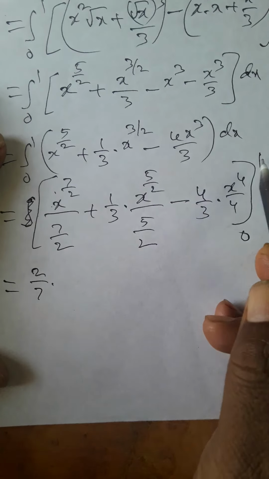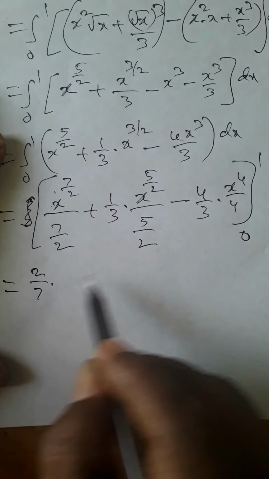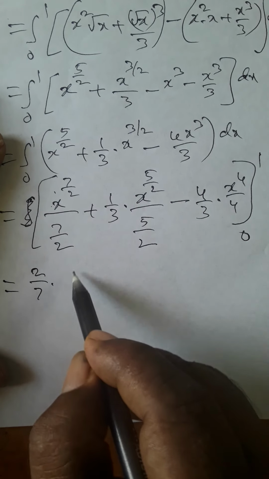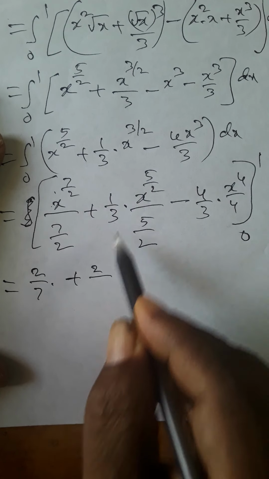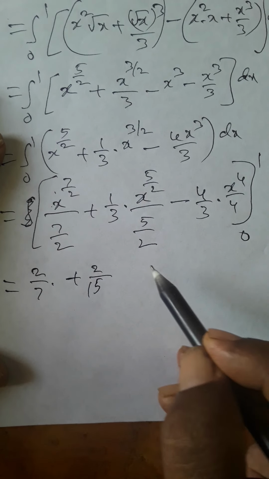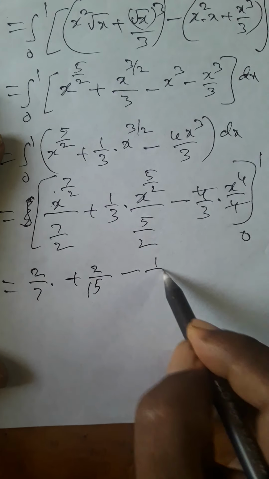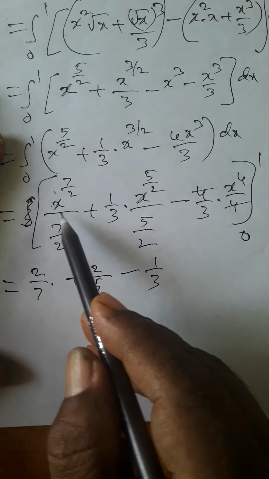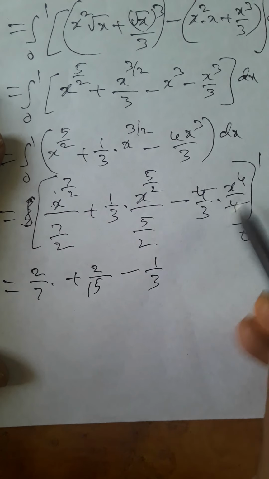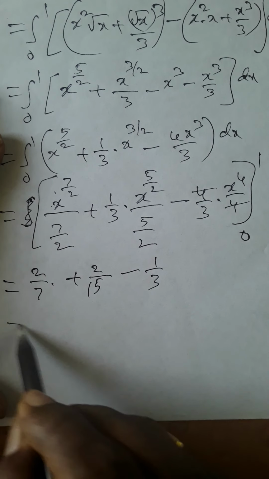Instead of x you write upper limit 1, power something 1. This is 2 by 3 into 5, 15, minus 4 cancel, 1 by 3. Substituting lower limit here, 0 plus 0 minus 0, 0, need not write here.